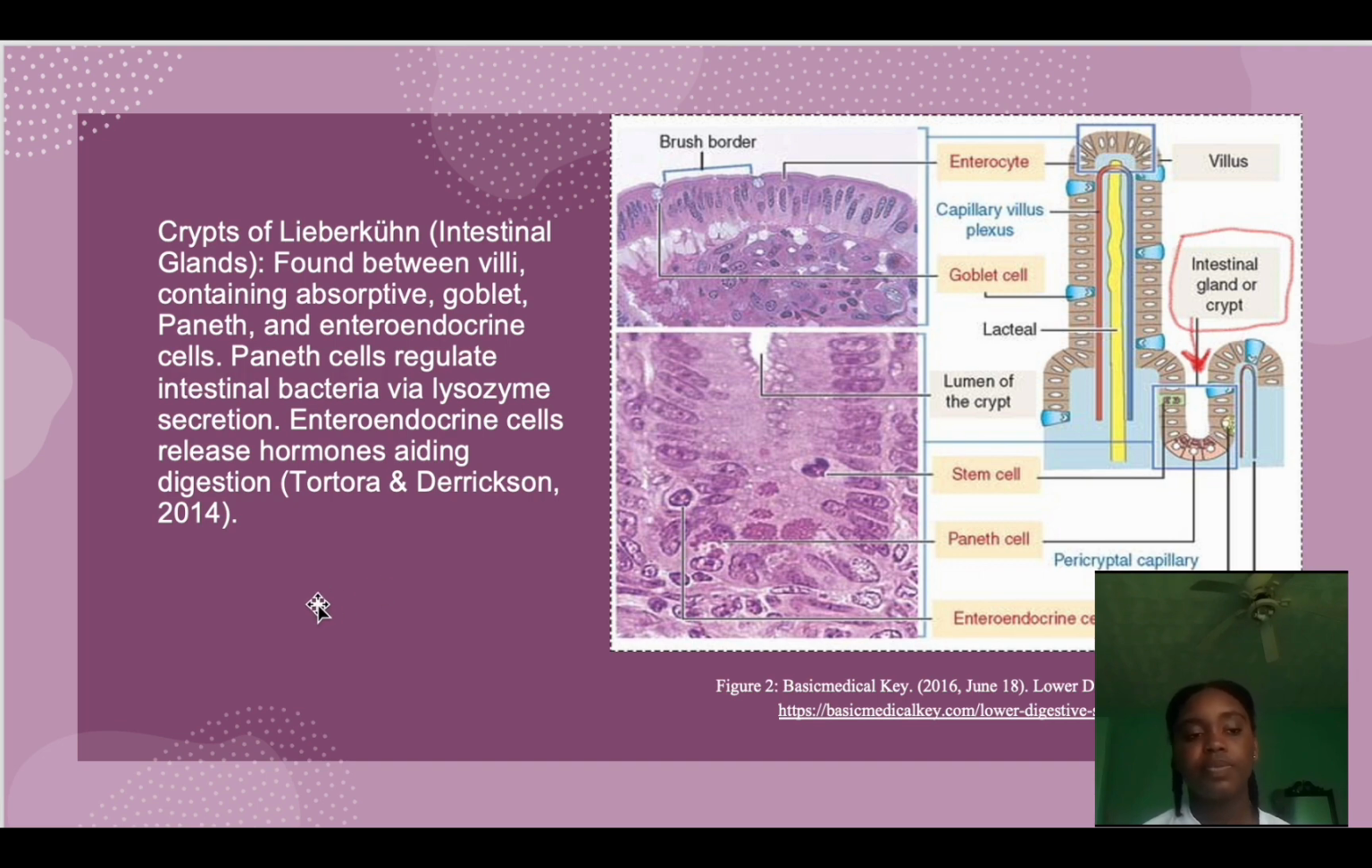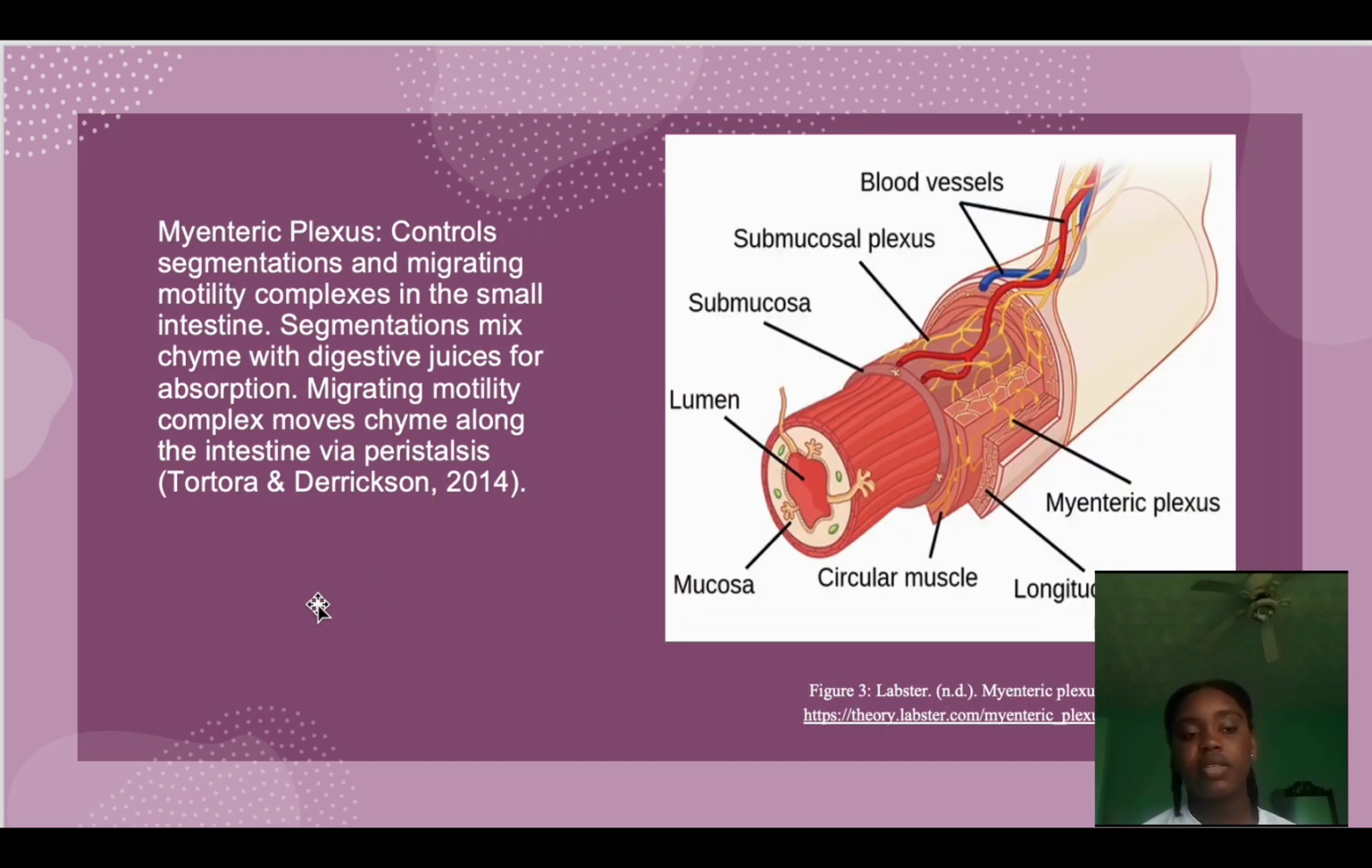Myenteric plexus. The myenteric plexus controls movements within the small intestine. It orchestrates segmentations, which mix chyme with digestive juices for absorption. It also coordinates migrating motility complexes, a cyclic recurring wave pattern which helps move chyme along the intestine.